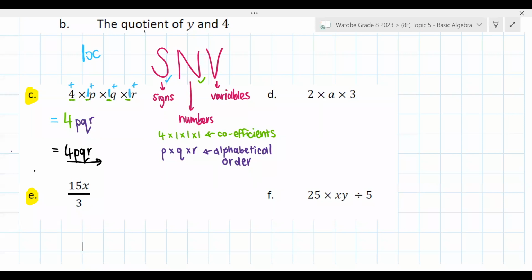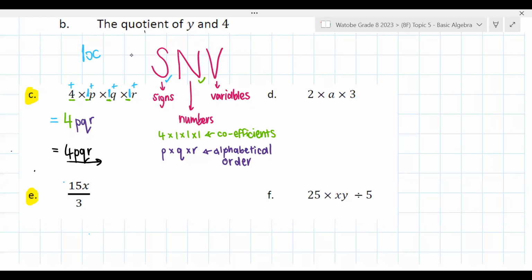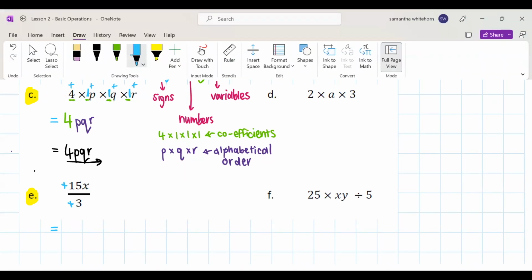Okay, if we move on to E, you're going to try the other two by yourself in a second. Let's again do signs, numbers, variables. So this is a positive 15 divided by a positive 3. A positive divided by a positive, we know is a positive. So I don't need to do anything there. I don't have to write the positive down, just know that it is positive.